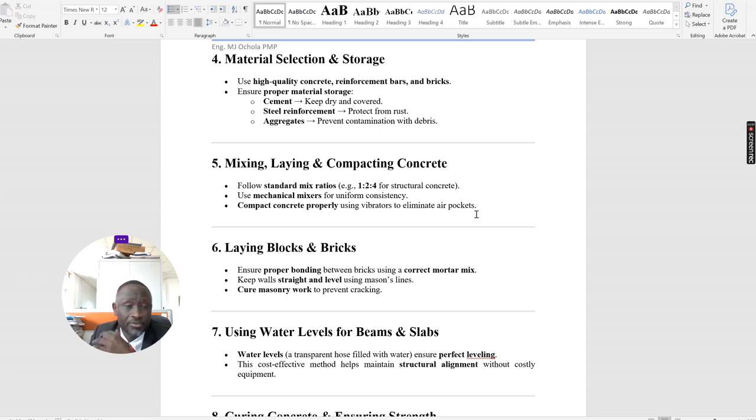Always, that's why you have to employ the likes of materials engineers to guide on material selection, quality, and also how to store this material. So use of high quality concrete, reinforcement bars, and bricks is very important. But definitely this is just an English word, high quality. You just need to have materials that are fit for purpose. So normally these are dictated by designers.